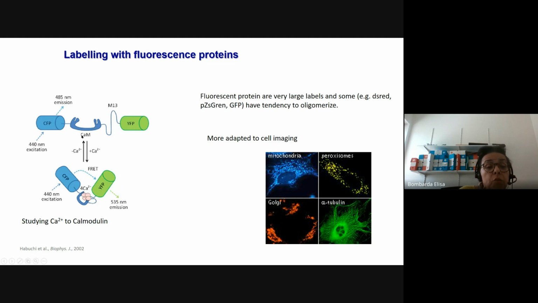So how does this work here? Calcium binding implies a large conformational change of the protein, which implies the closeness of the extremes. You see the protein without calcium is quite stretched, and then it gets much more compact when calcium is binding. So this process was inducing the closeness of the CFP to the YFP.